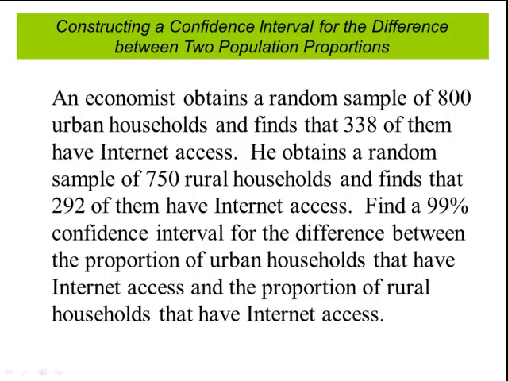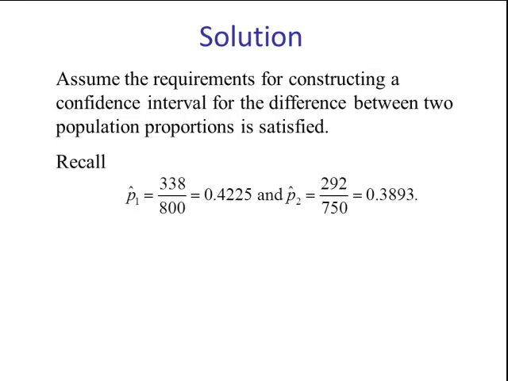Let's do an example. An economist obtains a simple random sample of 800 urban households and finds that 338 of them have internet access. He obtains a simple random sample of 750 rural households and finds that 292 of them have internet access. Find a 99% confidence interval for the difference between the proportion of urban households that have internet access and the proportion of rural households that have internet access. Assume that the requirements for constructing a confidence interval for the difference between two population proportions are satisfied.